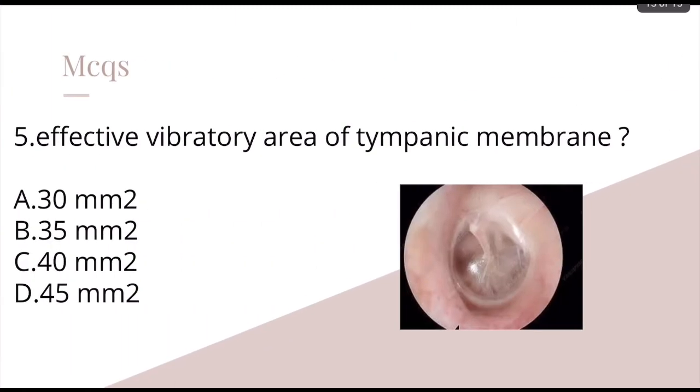Effective vibratory area of the tympanic membrane: 30, 35, 40, 45. The answer is 45.